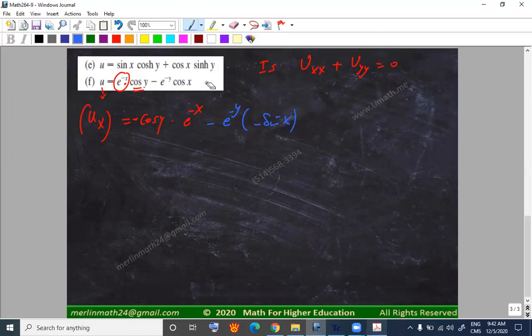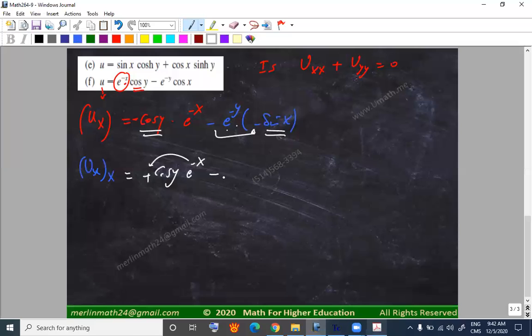Now you want to get uxx, which means you derive the result again with respect to x. Again, this part is considered constant, so I keep minus cos y. Deriving the e is itself, the minus pops again, so this is plus. Now deriving the sine gives a cos, and this is constant in that case, so under multiplication it stays the same. So that's my answer.